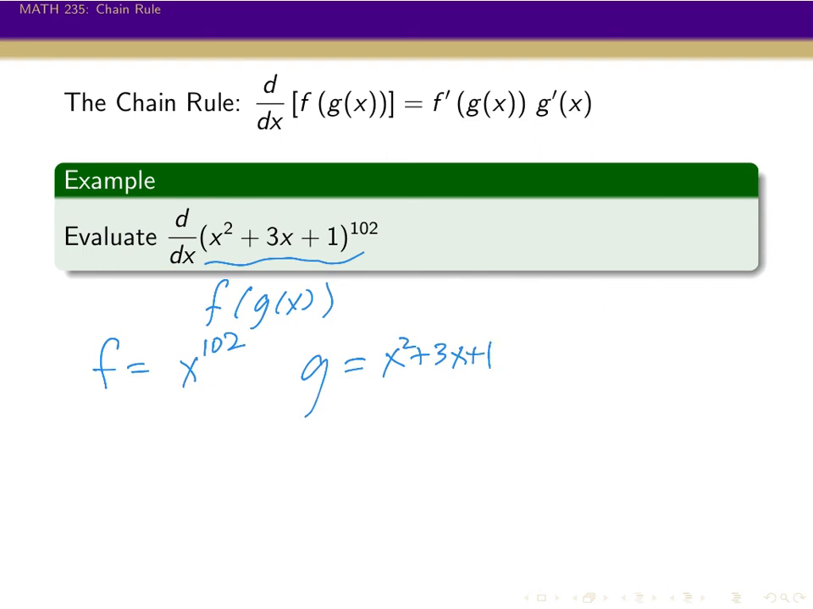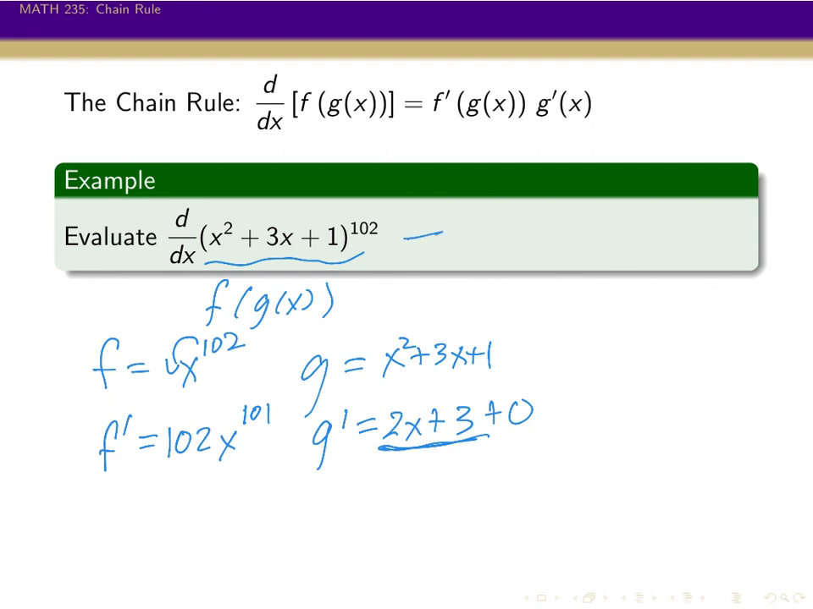Now we need to know the derivatives of both of these. So x to the 102nd is an integer power of x. We know how to do that. The 102 is going to come down, so I'm going to have 102 times x, and then the new power of x is going to be 1 less. So it's 102 times x to the 101. For g prime of x, this is a quadratic, so it's a sum of x to a power, so I can just do these one by one. The derivative of x squared is 2x, plus the derivative of 3x, well, the derivative of x is just 1, so there's going to be 3, and then the derivative of the constant gives me just 0. So g prime is really 2x plus 3.